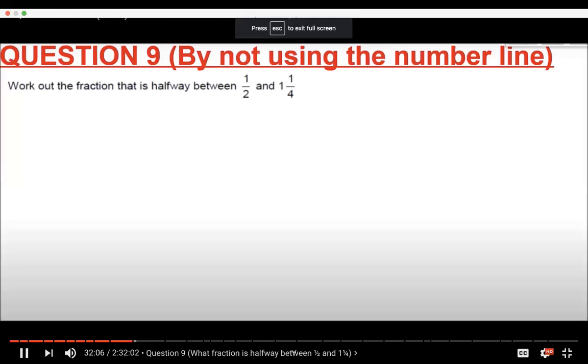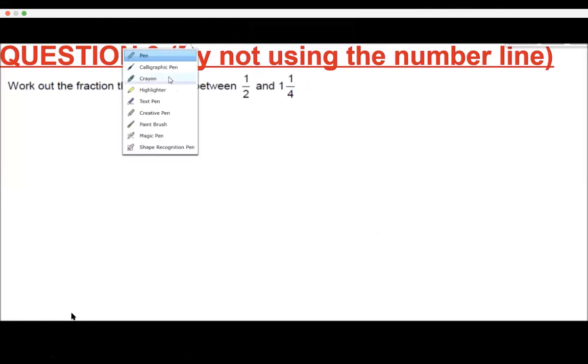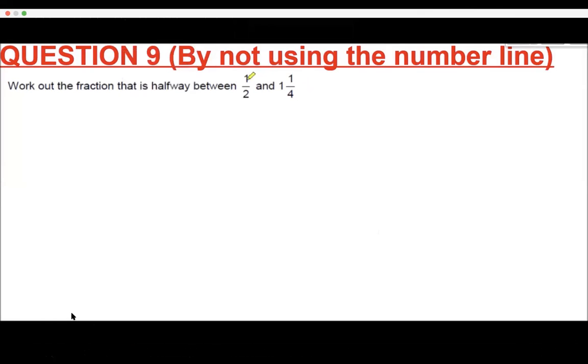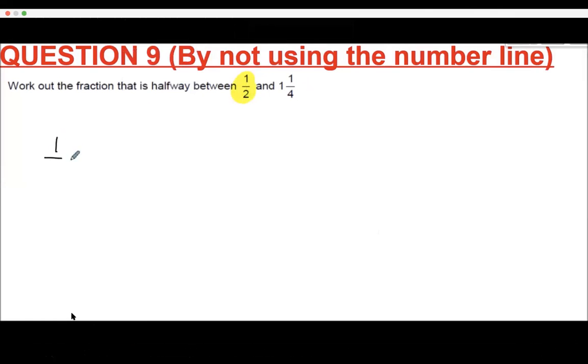Question 9 is one where we need to work out the fraction which is halfway between a half and 1 and a quarter. I'm going to show you how to do this, first of all, by not using the number line. Secondly, we're going to use the number line. First of all, I'm just going to say half is in yellow. So I'm going to color code each fraction. And 1 and a quarter, what I'm going to do with 1 and a quarter is change it into a top-heavy fraction.